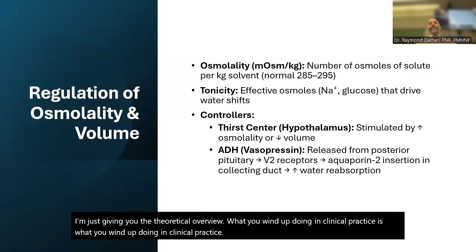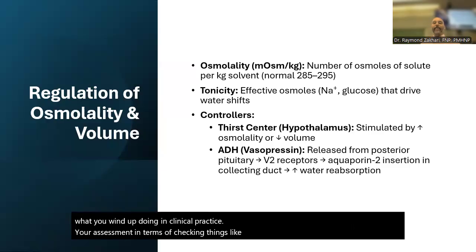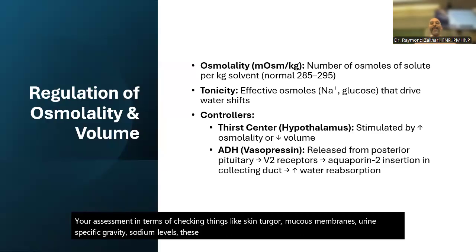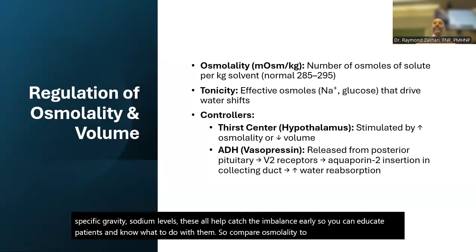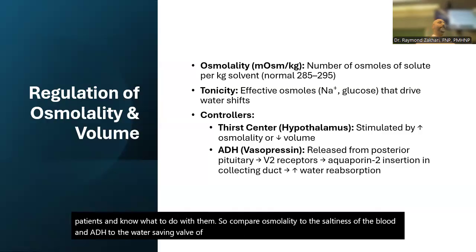Your assessment in terms of checking things like skin turgor, mucous membranes, urine specific gravity, and sodium levels all help catch the imbalance early so you can educate patients and know what to do with them. So compare osmolality to the saltiness of the blood and ADH to the water-saving valve of the kidneys. Okay, good.